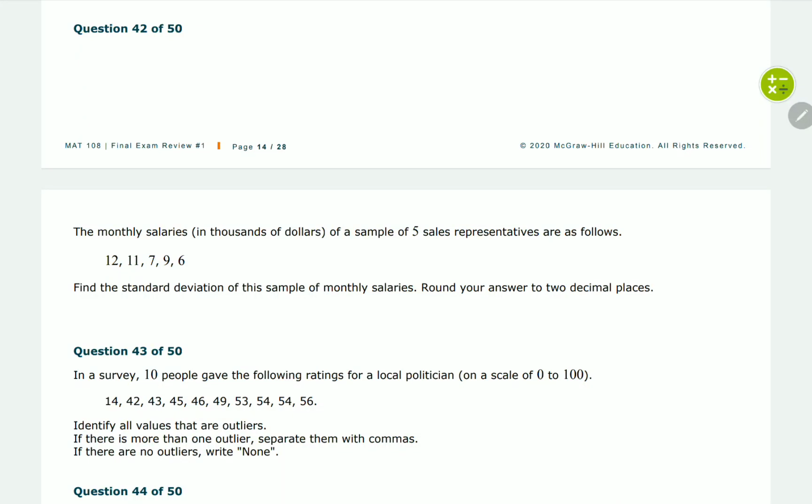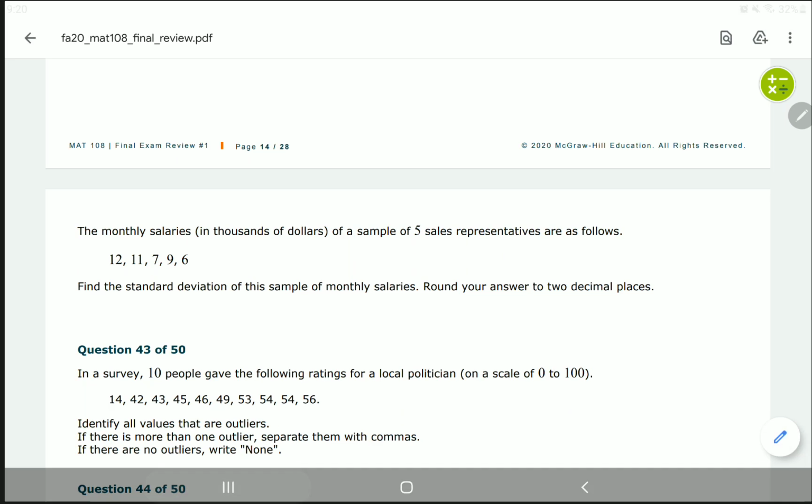Number 42. The monthly salaries in thousands of dollars for a sample of 5 sales representatives are as follows: 12, 11, 7, 9, and 6. Find the standard deviation of the sample of monthly salaries. Round your answer to 2 decimal places. Okay, we're going to transition into the whiteboard.